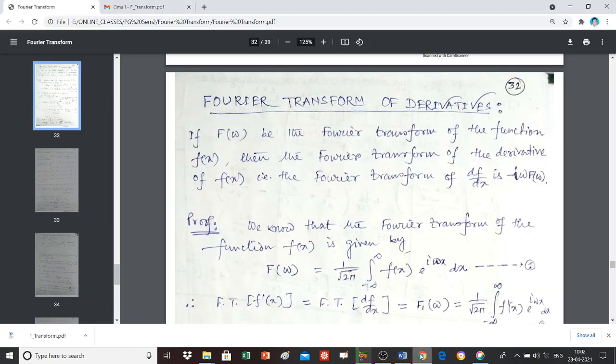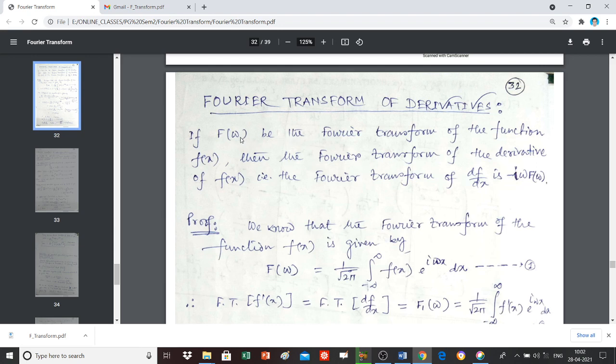Now let us start. First, Fourier transform of derivatives. If F(omega) is the Fourier transform of the function f(x), then the Fourier transform of the derivative of f(x), that is the Fourier transform of df/dx, is minus i omega F(omega). We have solved a problem like this in our previous class, but in this discussion, we will prove this in another way.